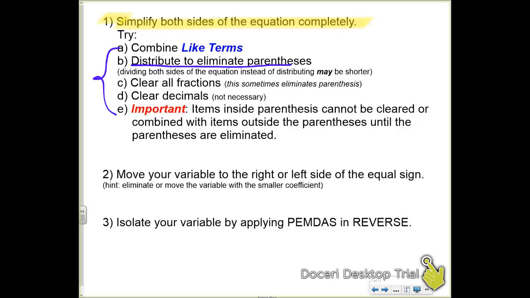Once you're convinced that everything on the left and right hand side has already been simplified, there's nothing else to do, then you want to start moving the variable all to one side, either all to the left or all to the right. And I do have a little hint here. My suggestion is eliminate the variable that has a smaller coefficient. That way you avoid negative coefficients. And if you've done step 1 and step 2 right, by the time you get to step 3, which is isolate your variable, meaning get it by itself, you will do that by applying PEMDAS in reverse. So reverse order of operations is what you're talking about there.